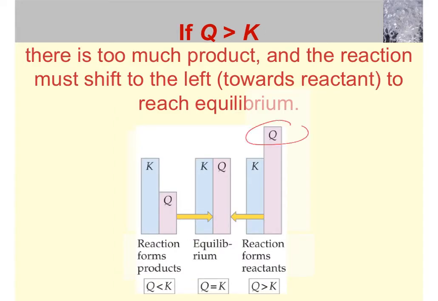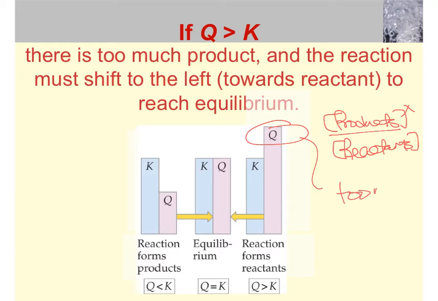If Q is greater than K, now remember what the expression is, okay? It's products in the numerator and reactants in the denominator. So if Q is greater than K, what is there too much of? That means too much product, right? If the value of Q is large, that means you have too much product or not enough reactant. It says the same thing, right?